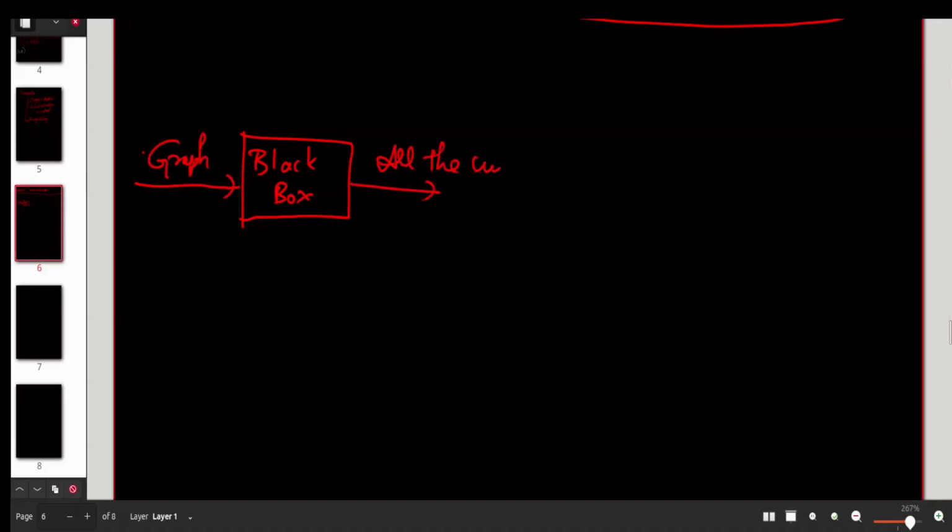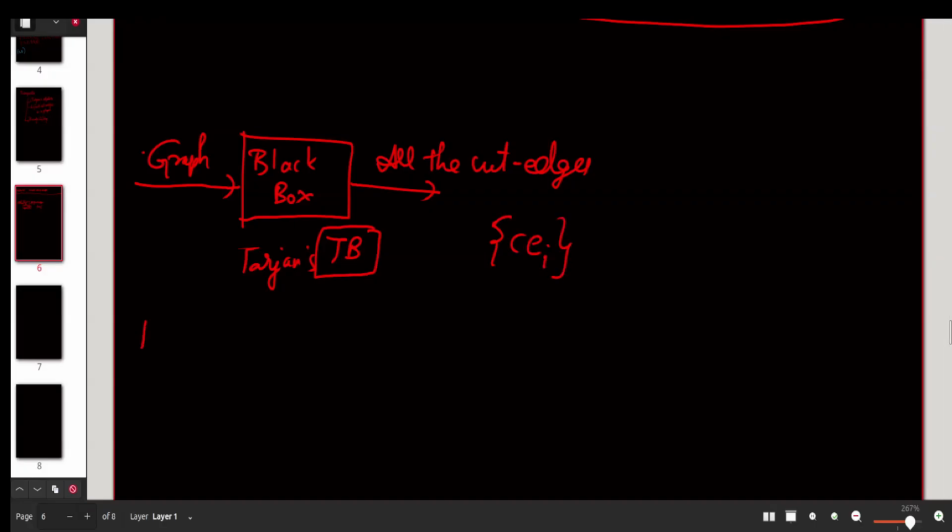So don't worry about the problem. Assume I have a black box that takes the undirected graph and outputs all the cut edges present in the graph. This black box is actually our Tarjan's algorithm. Let's call this black box TB, Tarjan's black box. Assume you know all the cut edges of the graph, represented by CE as a set of cut edges.